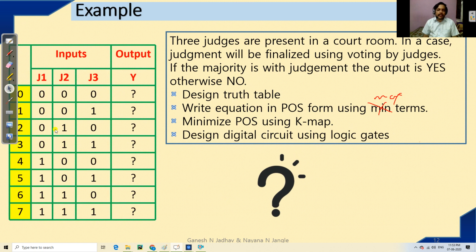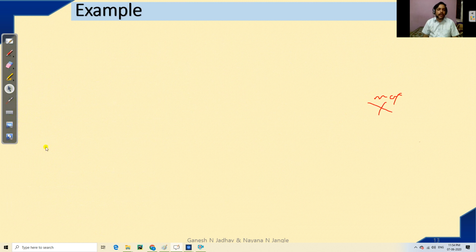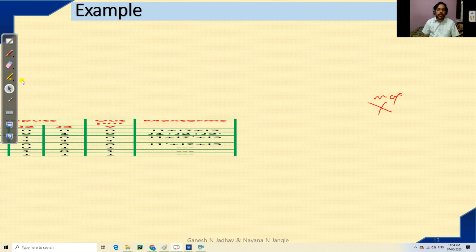So I have 3 judges, which means a total of 2 raised to 3, that is 8 combinations: 0 0 0, 0 0 1, 0 1 0, 0 1 1, 1 0 0, 1 0 1, 1 1 0, and 1 1 1. So we have to decide what the output is. When the judgment is final, the majority is with the yes, that is, the majority is with the 1. So let's design for this.